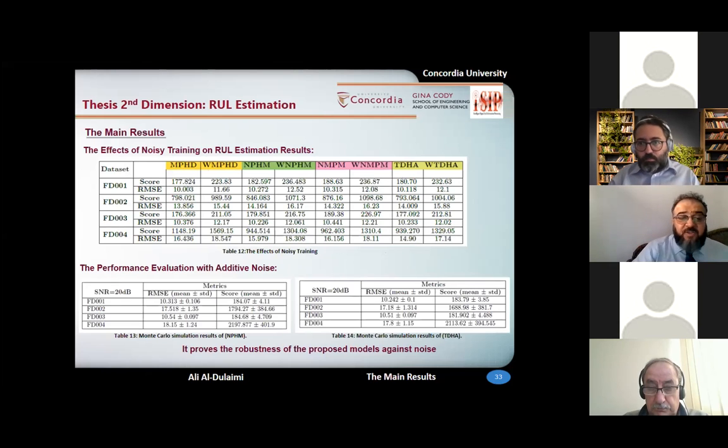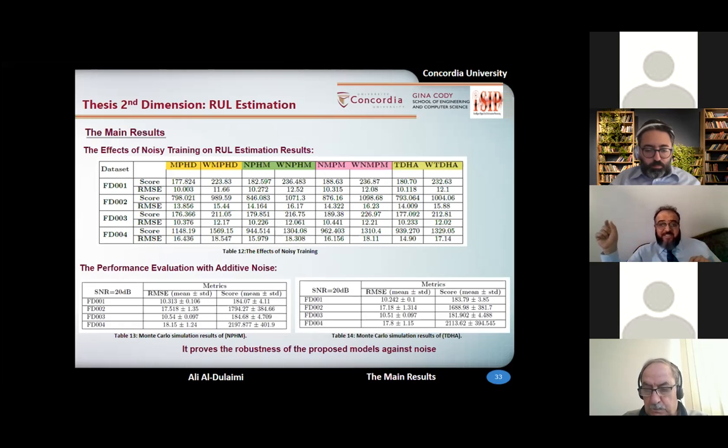We studied the performance evaluation with additive noise. So for the first time, we are using here the Monte Carlo simulation to add noise during the testing stage. The main idea of that is to show how robust the model is against the noise. So we use different levels of signal to noise ratio, and we can see that our results are still outstanding even with this level of noise, and that proves the robustness of the proposed model against the noise.